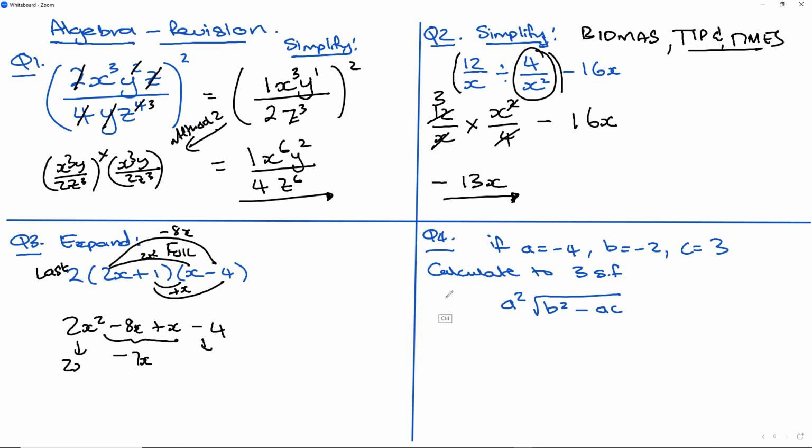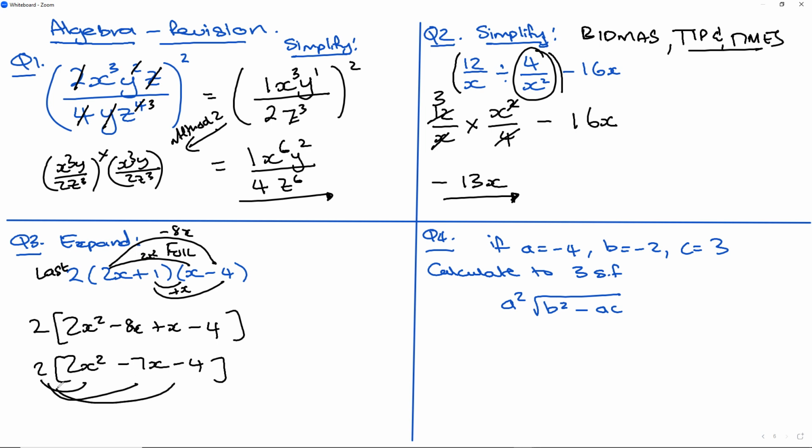Actually, I've still got to multiply it by 2, right? So let's not forget that part there. Okay, so I have 2x squared minus 7x minus 4. But the 2 is still on the outside. I haven't multiplied that in yet. Now I'm going to multiply the 2 in by every single term. That's going to get me 4x squared minus 14x minus 8. Final answer there, 4x squared minus 14x minus 8.